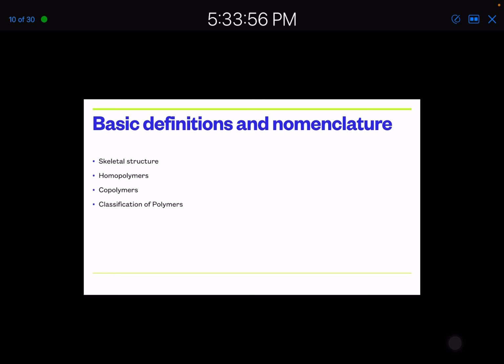Homopolymers means the polymers where the repeating unit inside is the same. We call them homopolymers. Basically, the common polymers that we usually see or use are what we call homopolymers. If it is a combination, we call it copolymers. And then the fourth one, we have another classification based on the structure, based on how we treat the polymers. We are going to see that later on. Okay, I think we can have one more slide here.